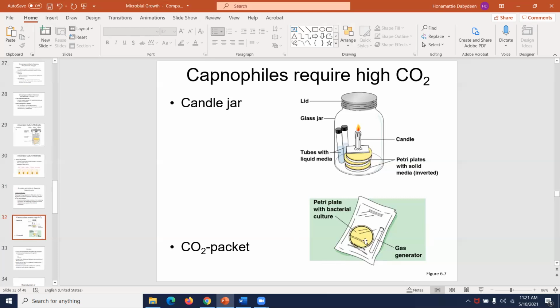In the second picture there, it's like a little package. In this package, we have a CO2 generator, so it will increase the amount of CO2 in the package. And so we can create some capnaic conditions to grow capnophilic organisms. Okay, so these are some conditions for growth.